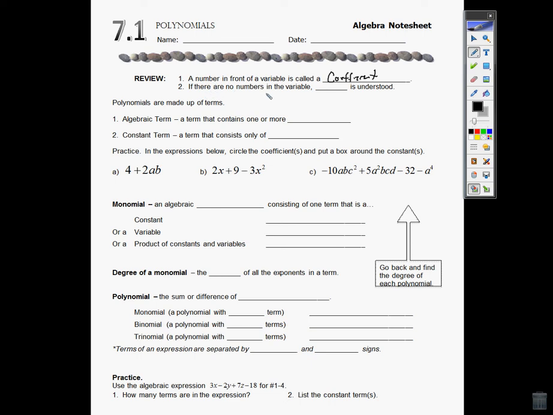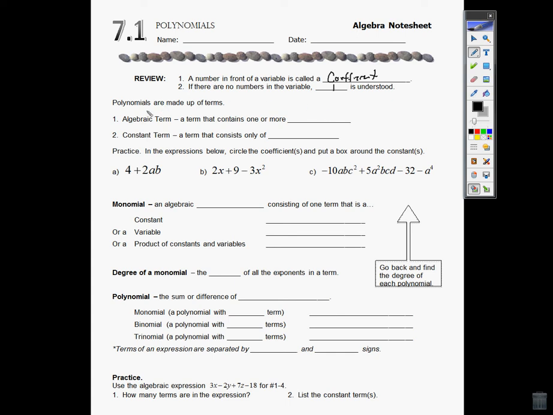If there are no numbers in a variable, so let's say it's just an x, or just a y, just a z, a 1 is understood. There might not be a coefficient shown, but if you have a single variable, a coefficient of 1 is understood. All right, there are 1 x's, there are 1 y's.